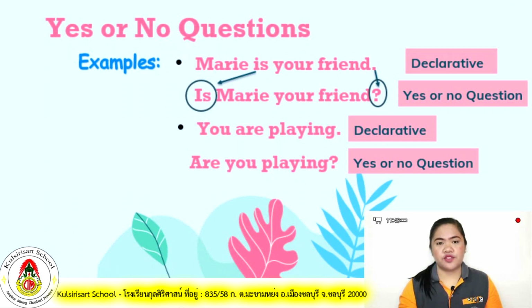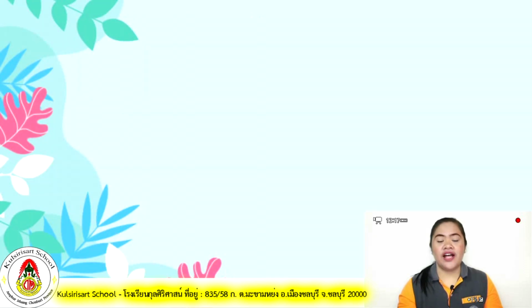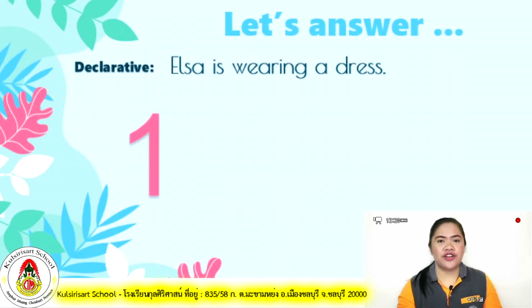Now, as what we can observe, the be verb comes first. And the punctuation, what happened? Okay, it becomes question mark from full stop. Okay, do you understand now how to make a yes or no question? Okay, so let's try to answer these exercises.